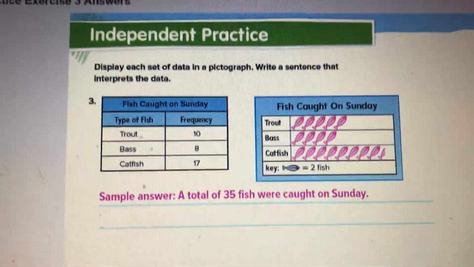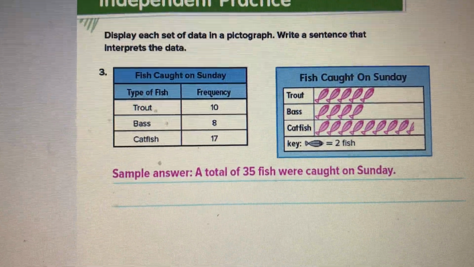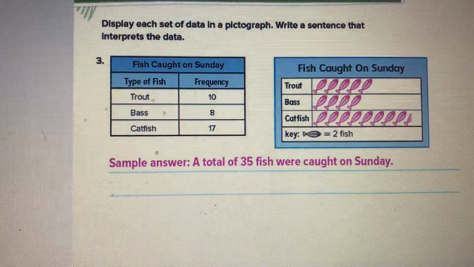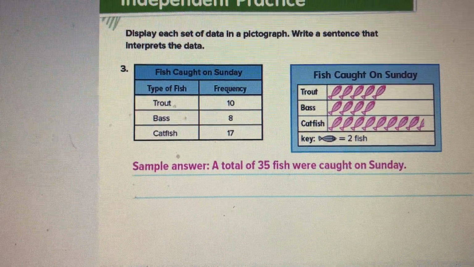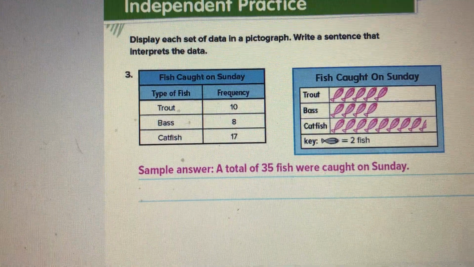Okay, so we did the same thing as we did in the last one. They just added them all up, and a total of 35 fish were caught on Sunday. Could you have said something else? Absolutely. Just interpret the data.